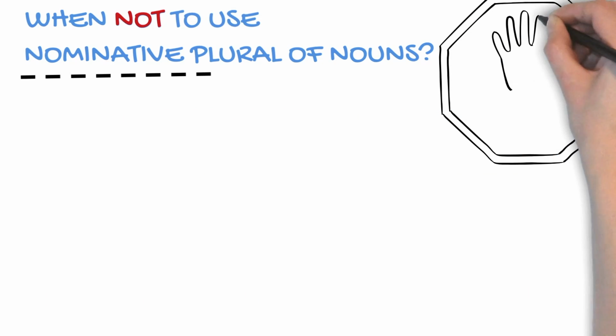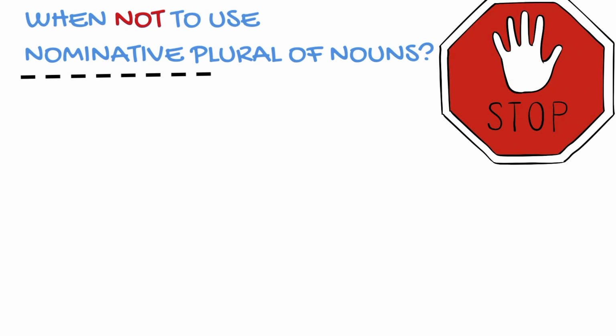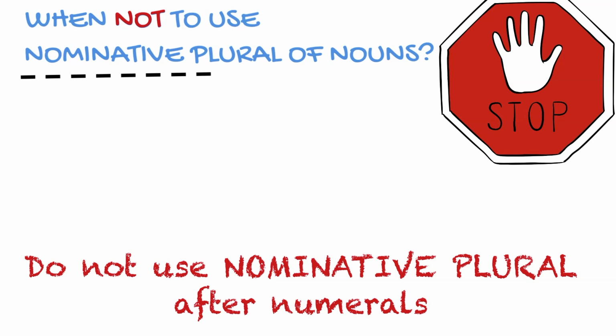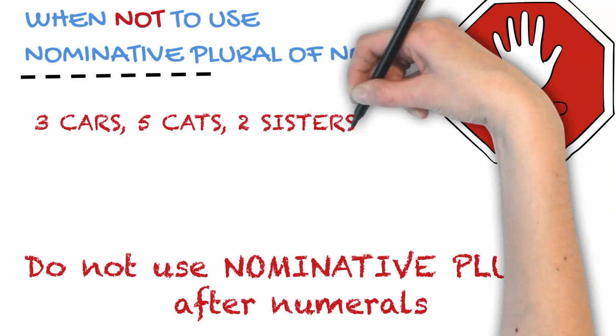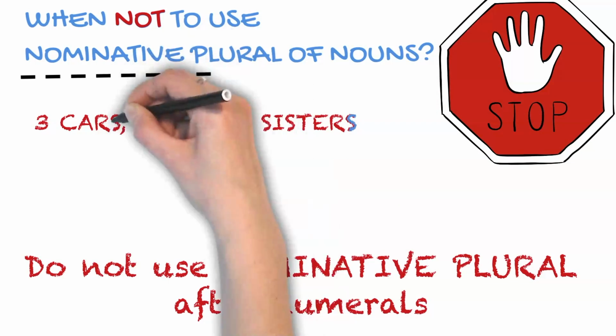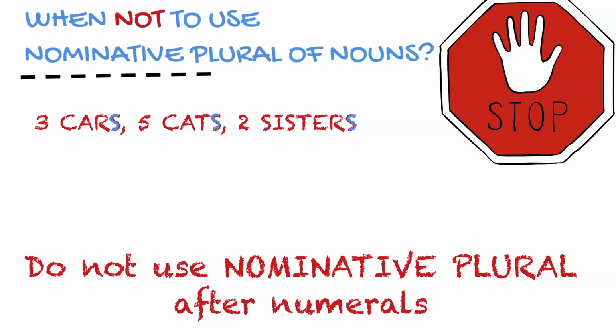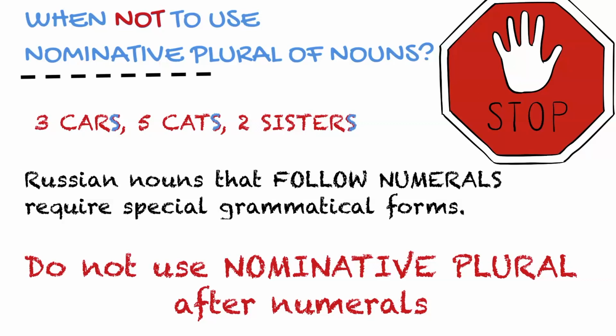Here, I would also like to address a common mistake made by many beginner learners of Russian. Never, ever, ever use nominative plural of nouns after any numerals. This is a common mistake of English speakers who are used to saying 3 cars, 5 cats, 2 sisters. In Russian, nouns that follow numerals require special grammatical forms or special cases that you will learn later as you work your way through mastering Russian grammar.